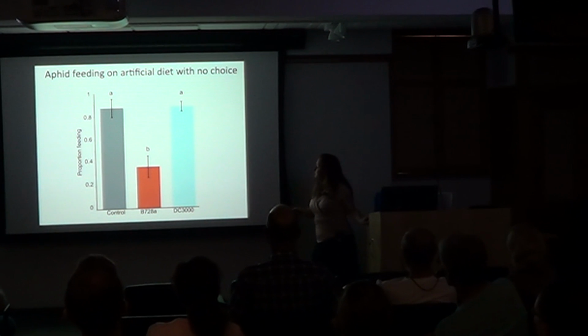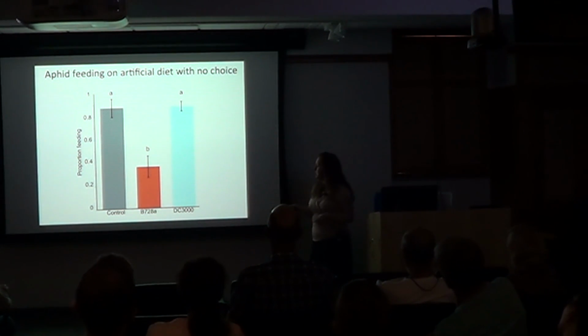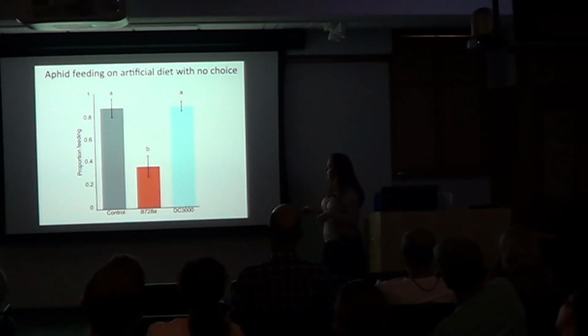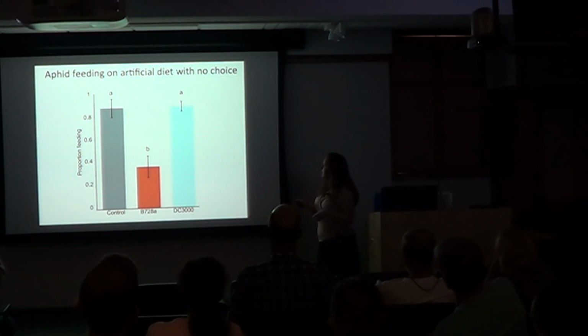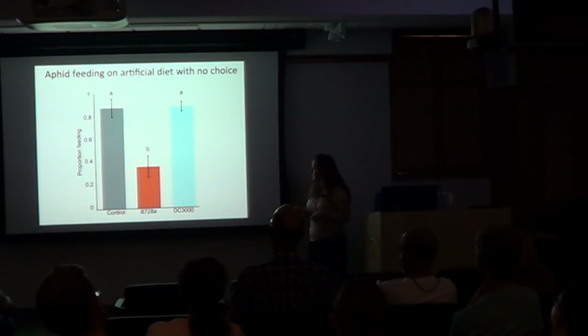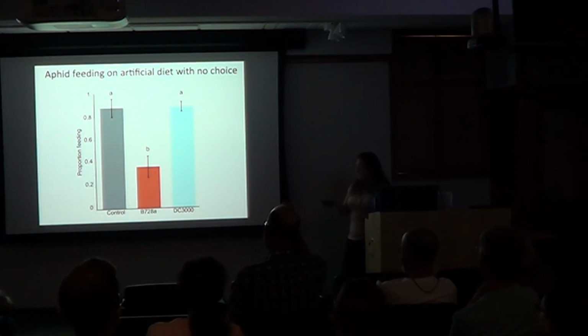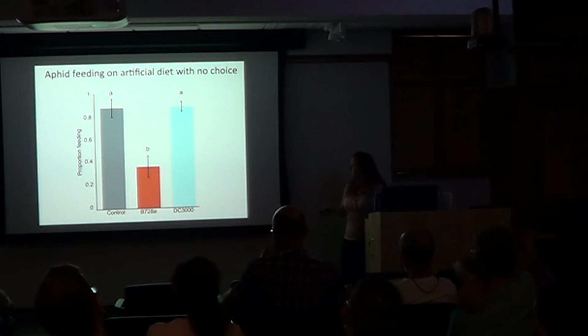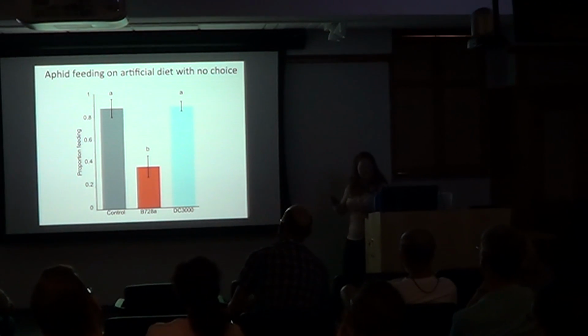So we did find an effect of B728A on aphid feeding. This is the proportion of aphids in each cup that are feeding, either on control diet, diet with B728A, or diet with BC3000. The control and BC3000 were the same in feeding, but B728A was significantly less. And you can see that in the control and BC3000, pretty much all of the aphids are feeding at any given time, whereas with B728A, only about 30 to 40% would be feeding at any given observation point.